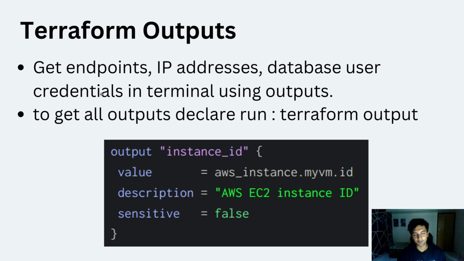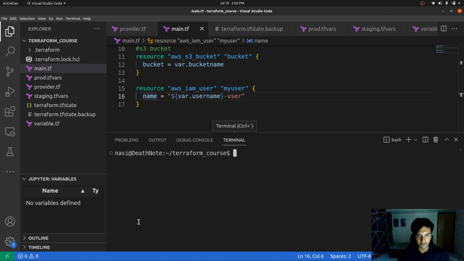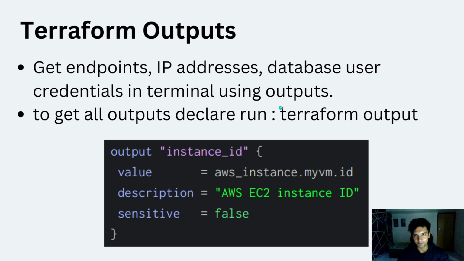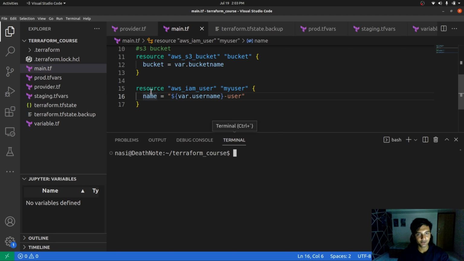And what do we mean by outputs? Sometimes there can be an application that you deployed on AWS, which can be on EC2, and you might need to get the IP address or database credentials or database endpoint or anything like that. And if you want to get these things right here in your CLI, you can use outputs. So let me show you that.